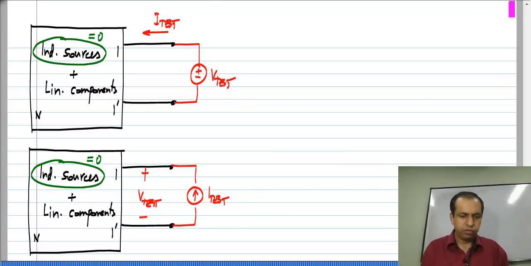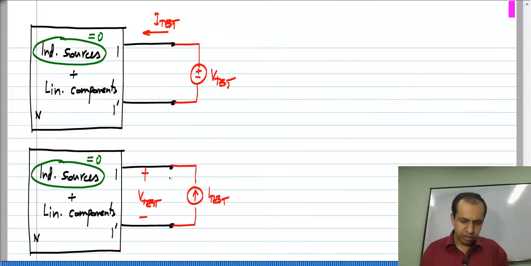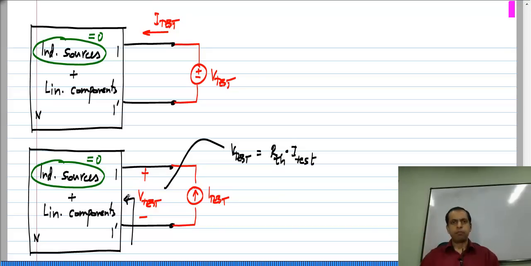Okay. If you compare this picture to what we had earlier, the voltage is in the same polarity, but the current is in the opposite polarity. So, that is why you get this minus R T H times I 1, right? Because in this case, you know that V test is R T H times I test, where R T H is the equivalent resistance of the circuit looking back that way.